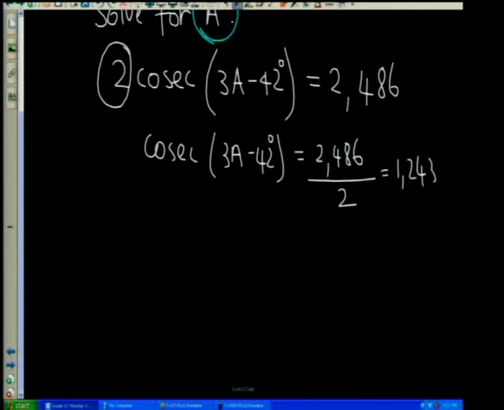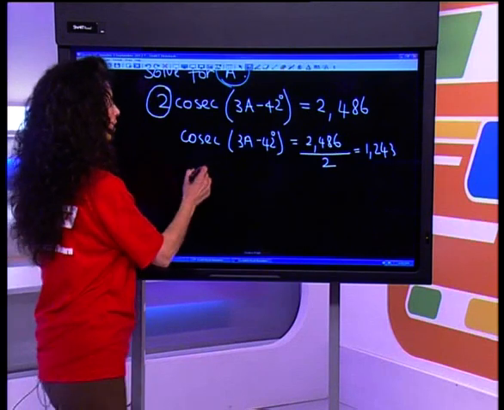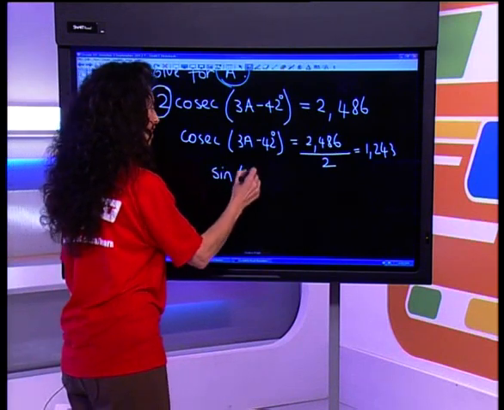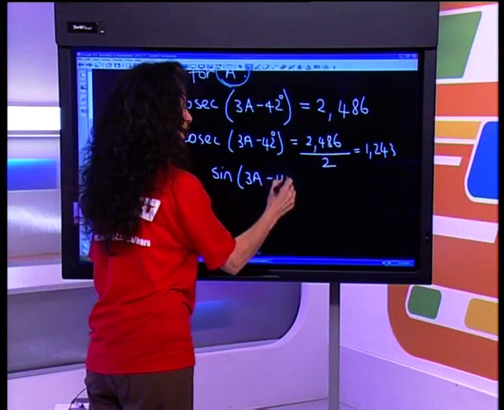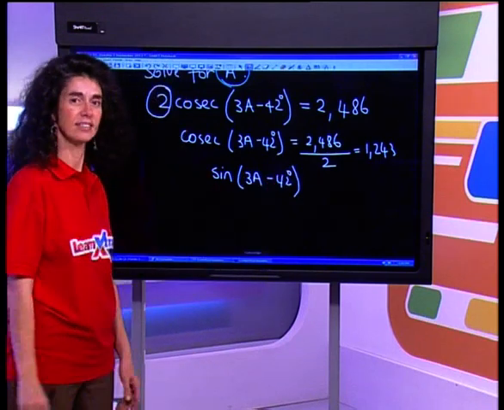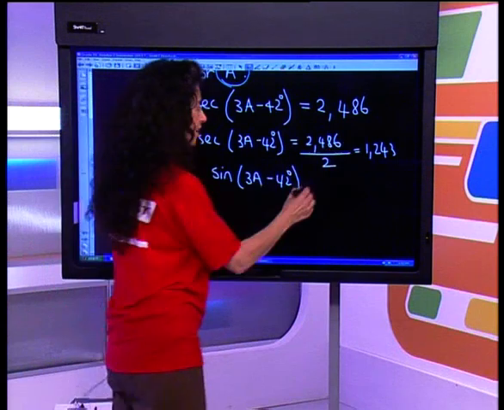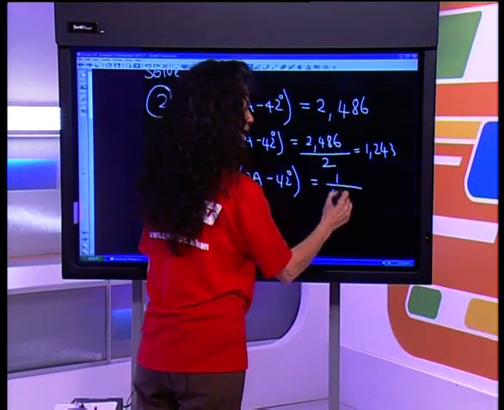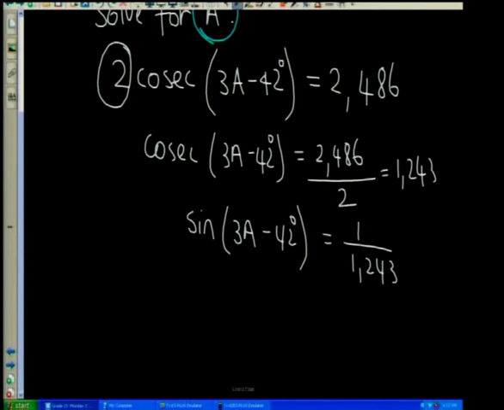Okay? Now we have a cosec ratio. Who is the reciprocal of cosec? It is sine. So if I take the reciprocal of cosec, which is sine, then I'm going to take the reciprocal on that side, which is 1 over 1,243. And that's how I get around my cosec, sec, and cot, is I use their reciprocal ratios by taking the reciprocal on the left and the reciprocal on the right. Once you've isolated the trig ratio, you're now ready to use the calculator.